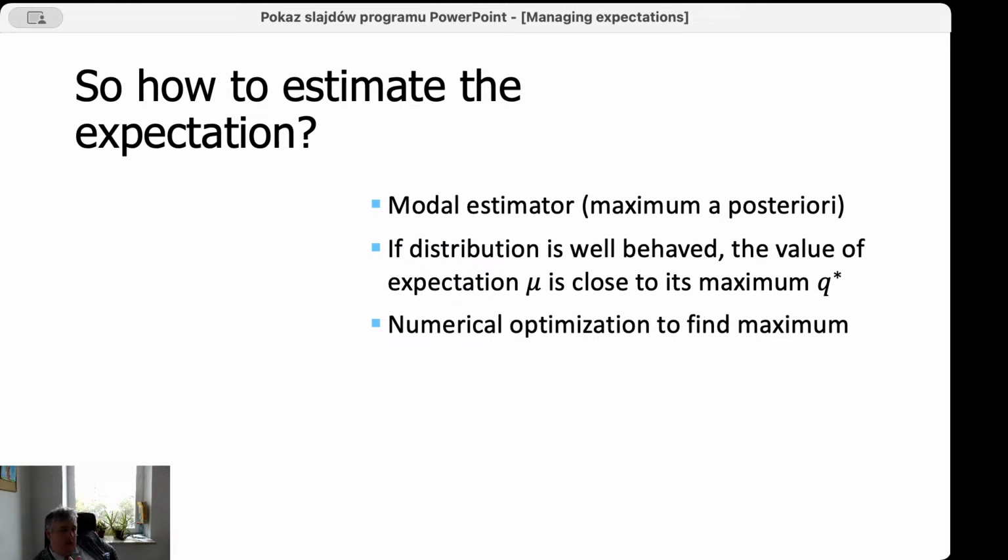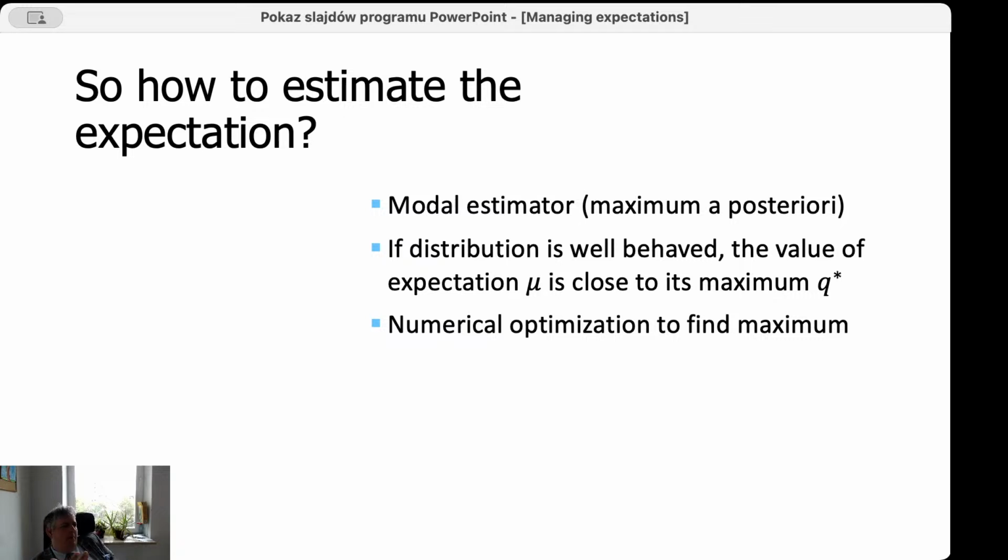As we've seen on the previous slide, it is a rather complicated integral or complicated sum, because we already know that the posterior distribution or joint distribution of parameters and data are rather complicated objects. Analytical computation of that expectation is not really possible. So we need to find some reasonable way to compute such an expectation.